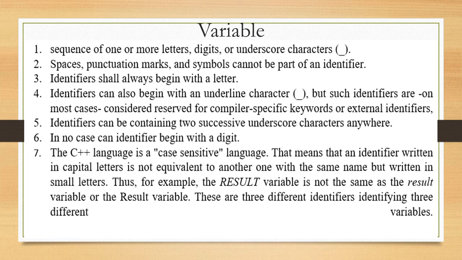Then the last one: the C++ language is a case-sensitive language. That means that an identifier written in capital letters is not equivalent to another one with the same name written in small letters. For example, the result variable in capital letters is not the same as the result variable in small letters, or the result variable in title case. These are three different identifiers identifying three different variables. Should take note.